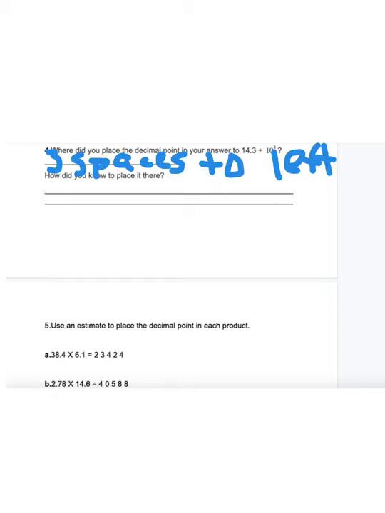Okay, number 5, use an estimate to place the decimal point in each product. So we're going to use rounding, and we're going to round these numbers to numbers that are easy to work with. We're going to make an estimate, and then that's going to help show us where to put the decimal. So 38.4, I'm going to just round that up to 40. And I'm going to multiply it by 6.1, rounded to 6. And that is going to give me 240. So my estimate is 240.